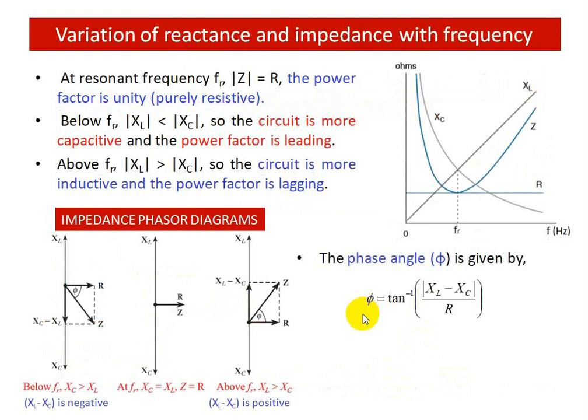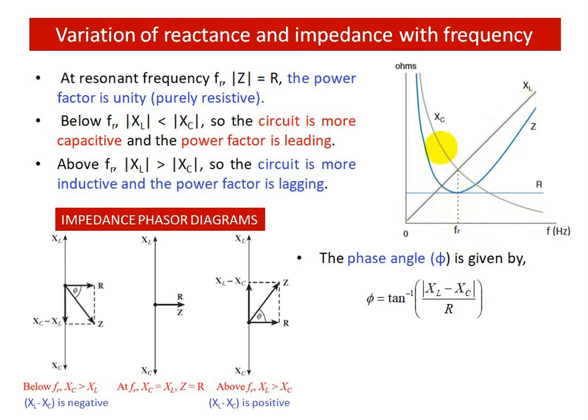Then variation of reactance and impedance with frequency. In this graph, the variation of reactance and impedance is shown here. We all know that inductive reactance XL is 2 pi f L. So with the increase in frequency, the inductive reactance also will increase. It is a straight line, which indicates that it is linearly increasing with frequency.